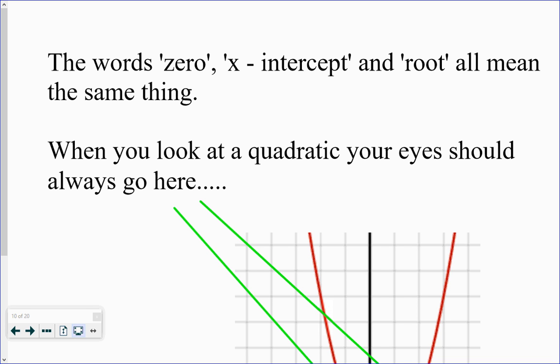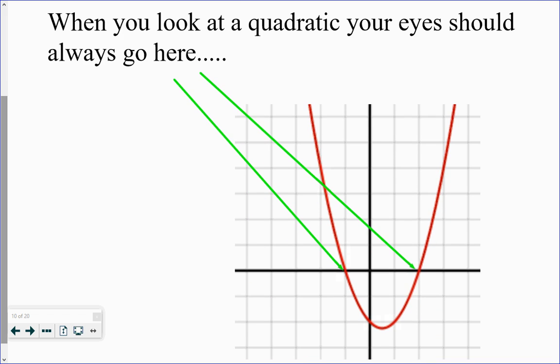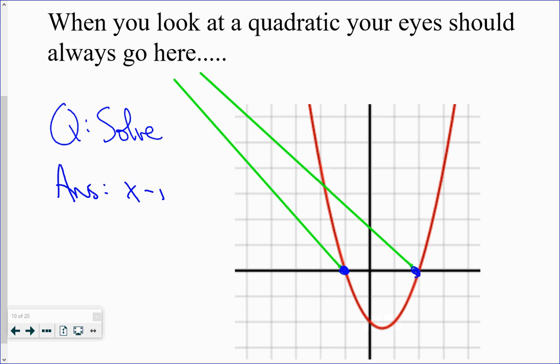There were a couple of things with terminology here. The words zero, x-intercept, and root all mean the same thing. When you look at a quadratic, your eyes should always go here. When you're asked to solve a quadratic, the answer is always the x-intercepts. It doesn't matter if the question says find the roots, find the zeros, or find the x-intercepts, or if the question just says solve and doesn't say anything else. The understanding here is that you're looking for the x values.